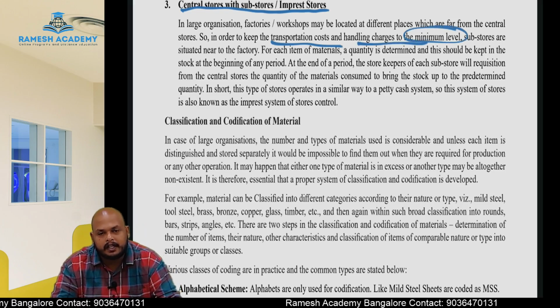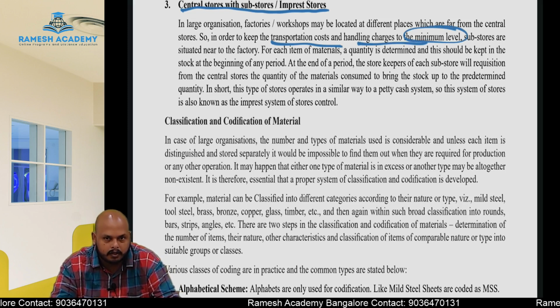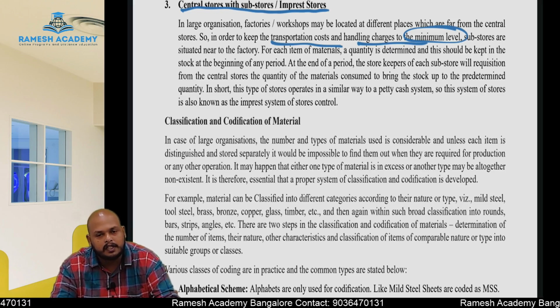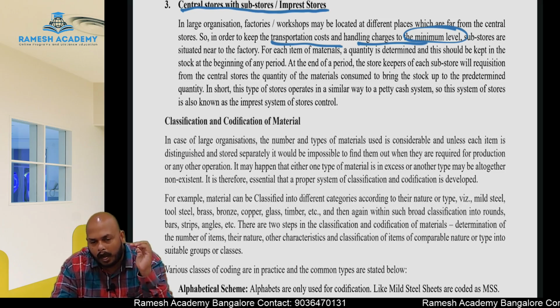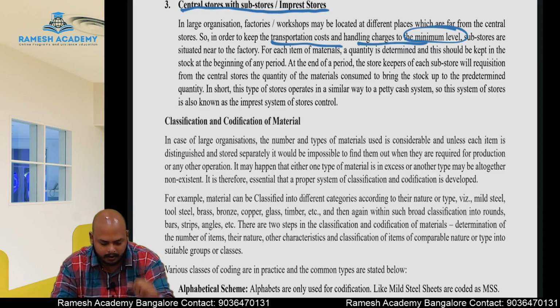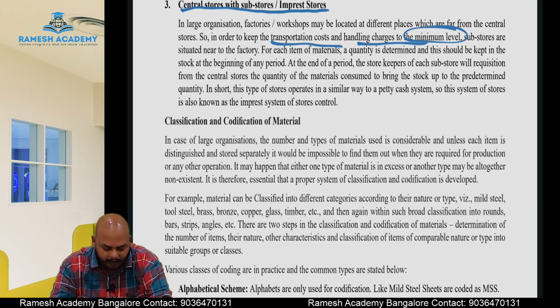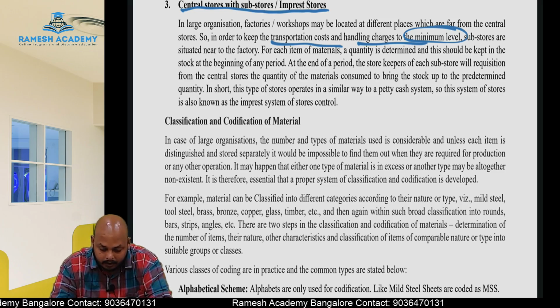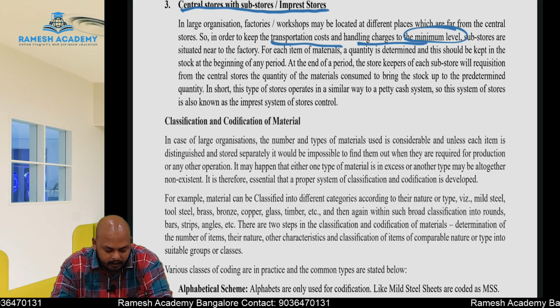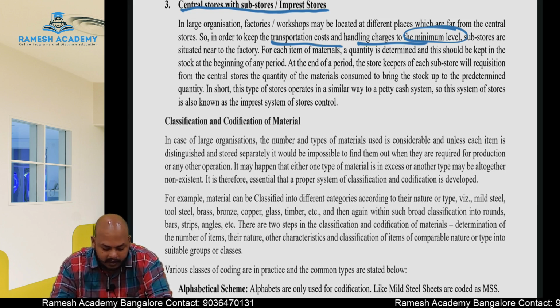They wanted to reduce the transportation cost and the storage cost. So to overcome these two problems, they will locate sub-stores. A sub-store is a store which is under the control of the central store. So that will be located near the factory. For each item of material, a quantity is determined. This should be kept in stock at the beginning of any period. At the end of the period, the storekeeper of each sub-store will request from the central store the quantity of material consumed to bring the stock up to the determined quantity.